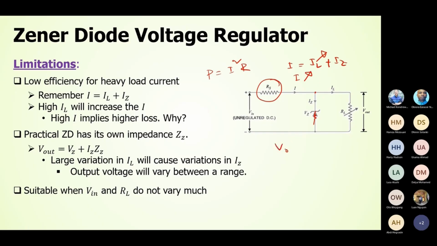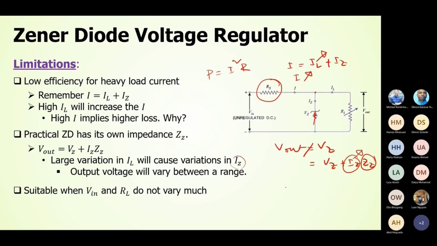So instead of V out equal Vz, it's actually V out equal Vz plus Iz Zz. So this is the internal impedance of our Zener diode. Now what will happen if there is a large variation in IL? This will also cause a large variation in Zener current. So when there is large variation in Zener current, what will happen? Your output voltage will also have large variation.